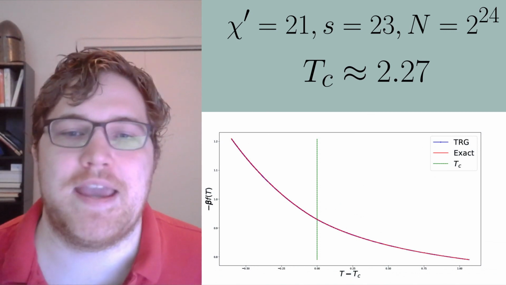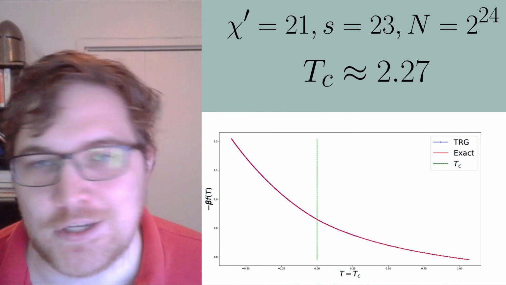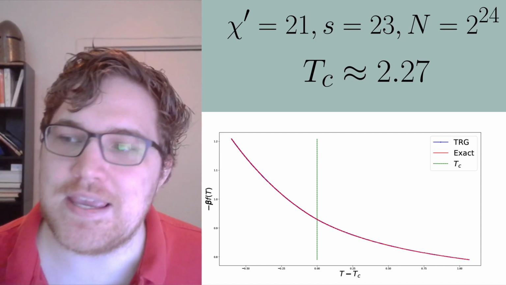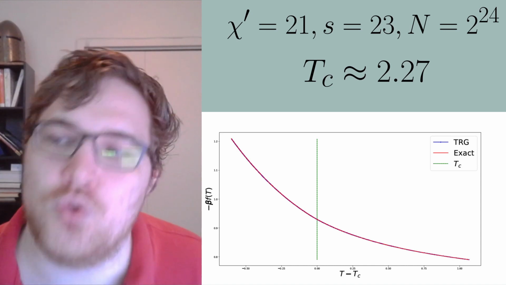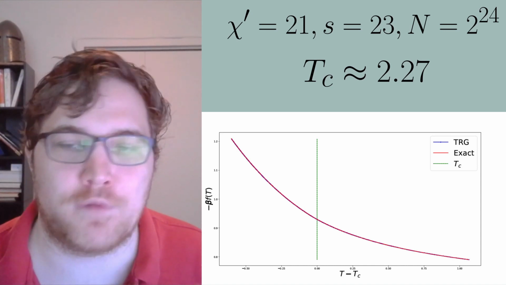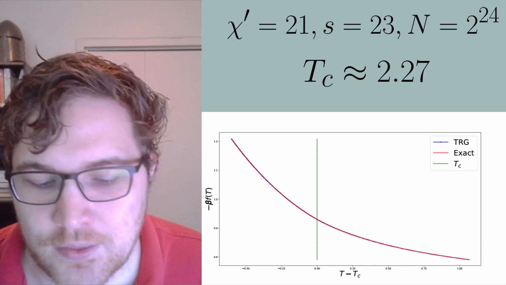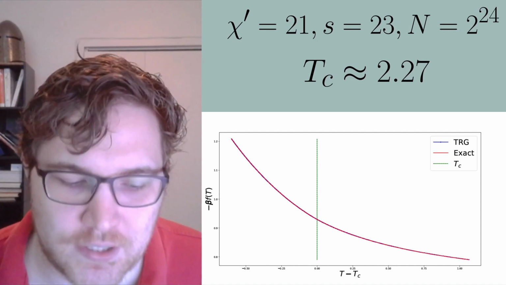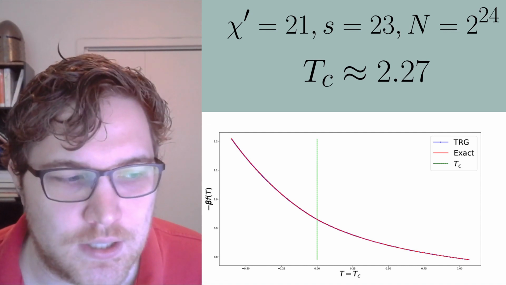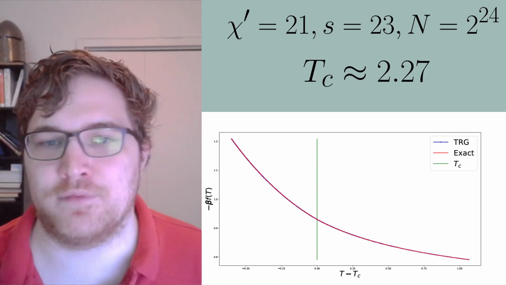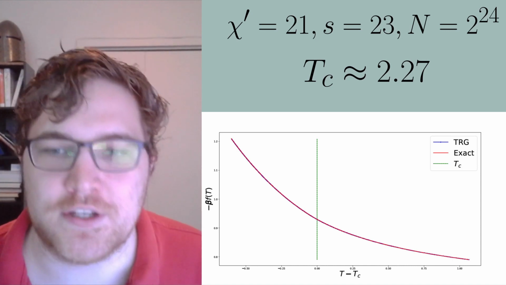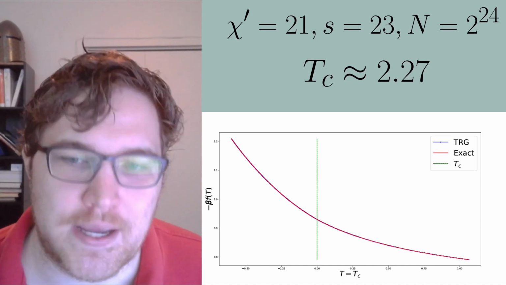So the first thing we can show is the plot for the free energy. In blue we have our algorithm, and in red we have Onsager's exact solution. And we see that the algorithm, at least at the scale that we're looking at it here, appears to perfectly approximate the curve. The green vertical line here tells us where the critical point is, and that's the region of interest for the model that we want to get at.